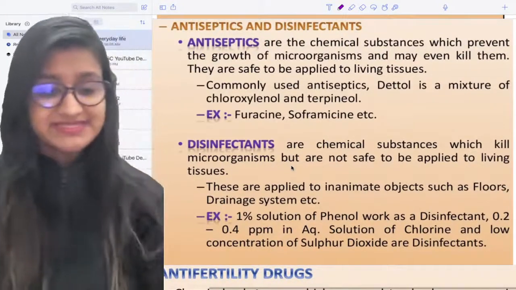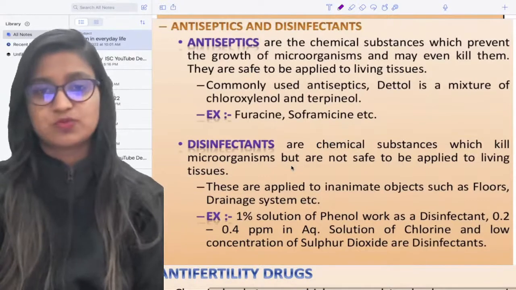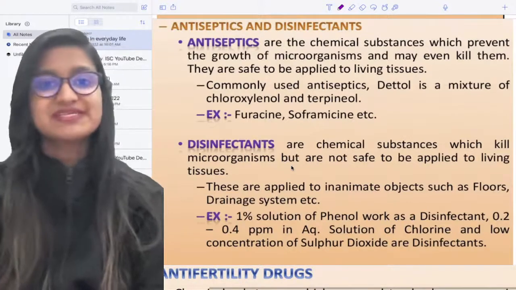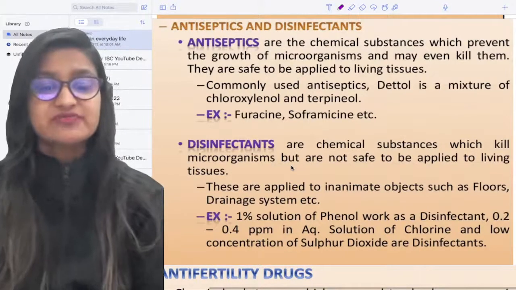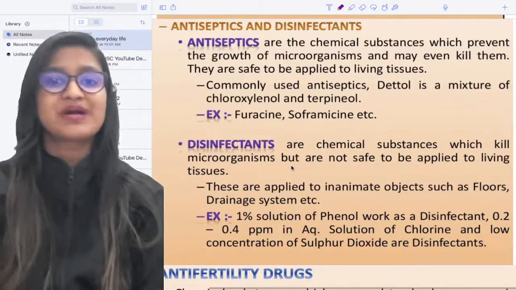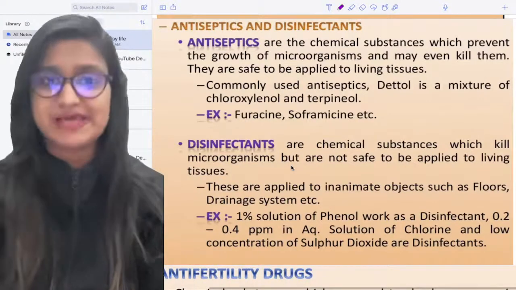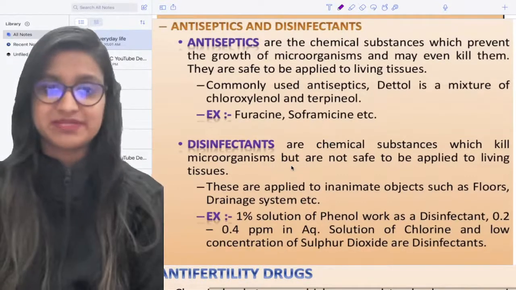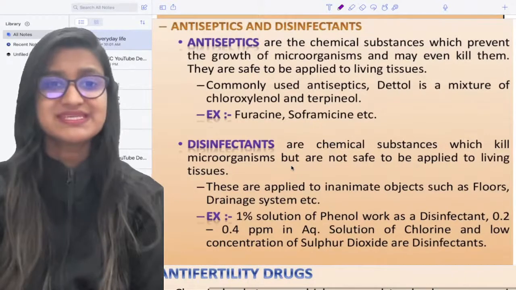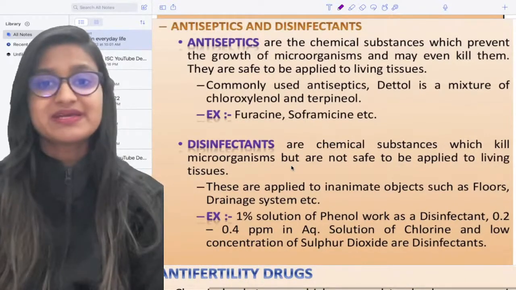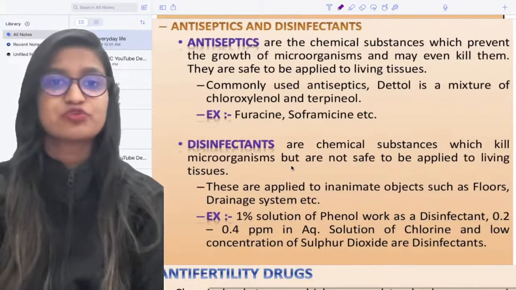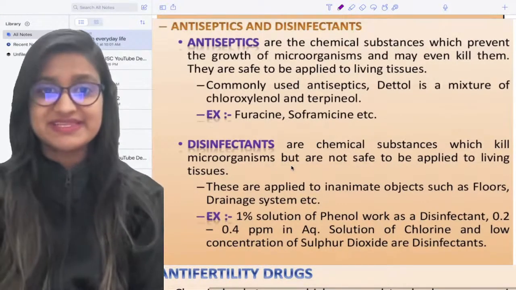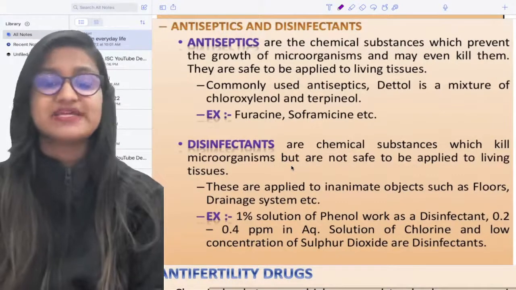Next is antiseptics and disinfectants. What is the next thing? It is antiseptics and disinfectants. So you will see that antiseptics क्या होते हैं बच्चे? Which prevent the growth of microorganisms and they can even kill them. Okay, so you must have seen that haldi is like a natural antiseptic. ठीक है? So you can say that antiseptics are the chemical substances which prevent the growth of microorganisms and may even kill them. They are safe to be applied to living tissue.